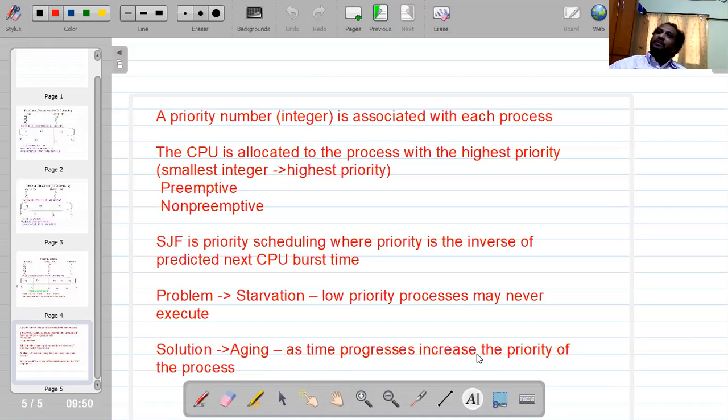I hope everybody is clear with these things. Yes, sir. All have followed this? Yes, sir. Okay, fine.